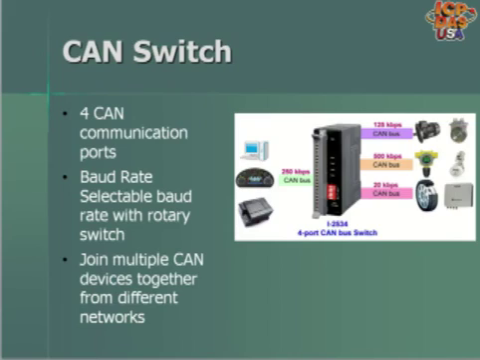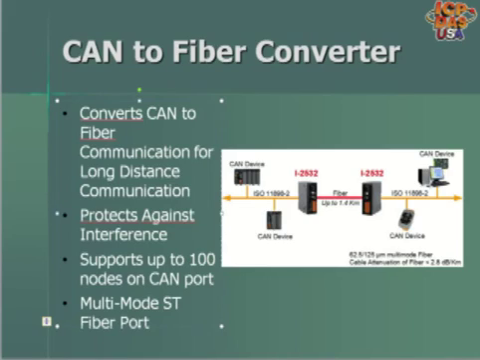CAN switches like I-2534 allow different CAN devices from different CAN networks with different baud rates to be joined together. They allow for extending CAN networks and allow for star or tree network topology. They are widely used in machine, building, and vehicle automation. CAN to fiber converters like I-2532 allow the conversion of CAN to fiber for long-distance communication. Fiber protects against EMI interference and supports transmission distances up to 1.4 kilometers or 0.87 miles.